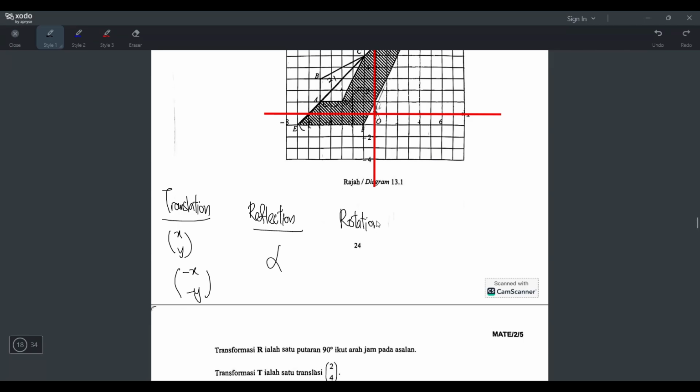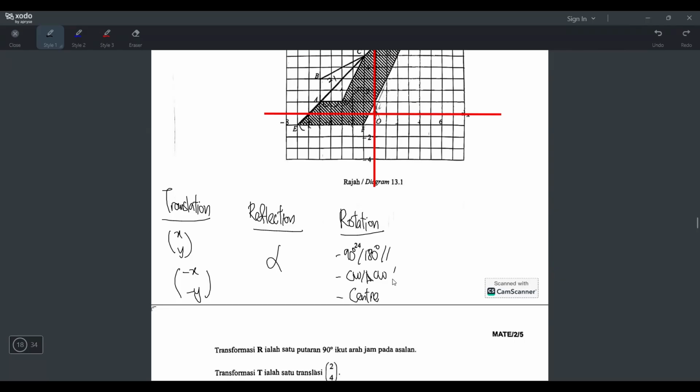Okay, for rotation, you have to be a bit careful, because for rotation they will give you three things. They will give you how many degrees, the angle, for example 90 degree or 180 degree, right? And then they will also give you the direction, clockwise or anti-clockwise. And then they also give you the center, right?